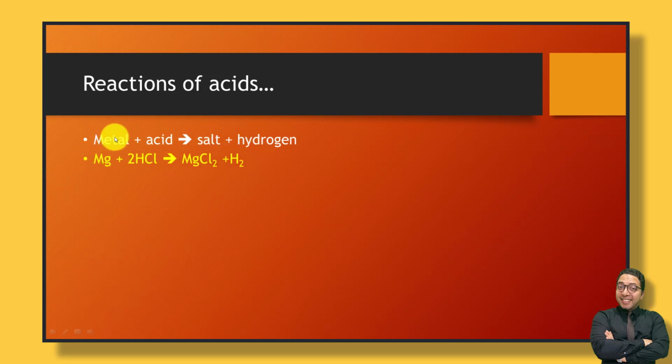Let's see an example. When magnesium reacts with hydrochloric acid, they produce magnesium chloride plus hydrogen gas. So one of the observations that you're going to see in this reaction is the formation of hydrogen gas bubbles, and this will be an indicator for the reaction between the metal and the acid.